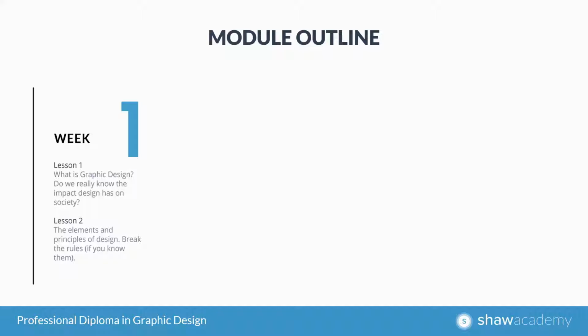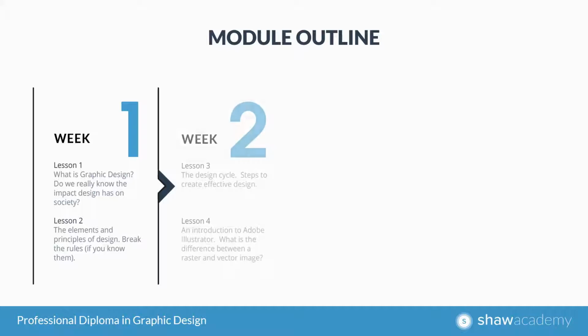Lesson 2 is about the very important elements and principles of design. Graphic design is all about breaking the rules, but in order for us to do this, we will need to know and understand these rules first. Next week in Lesson 3, we will look at the design cycle and steps to create effective designs. And Lesson 4 is your introduction to Adobe Illustrator. Here we will discuss the difference between the major types of images.